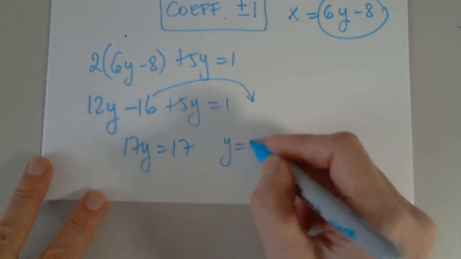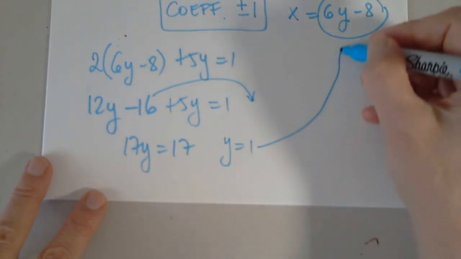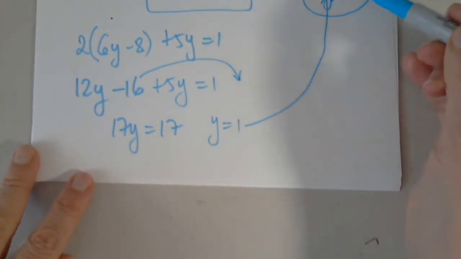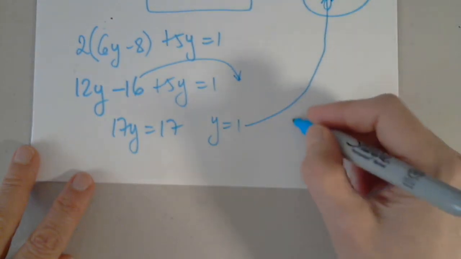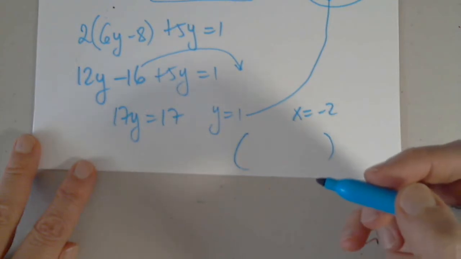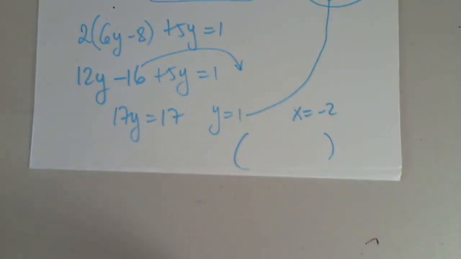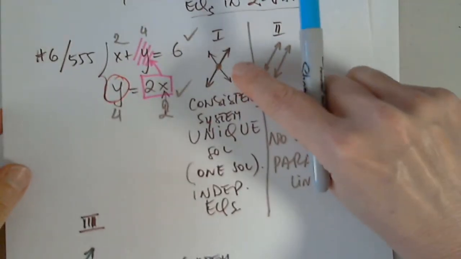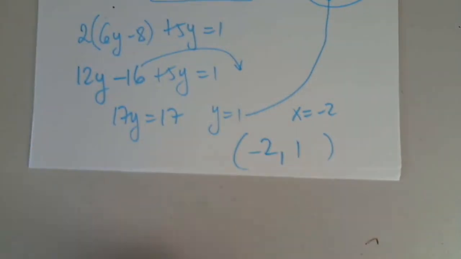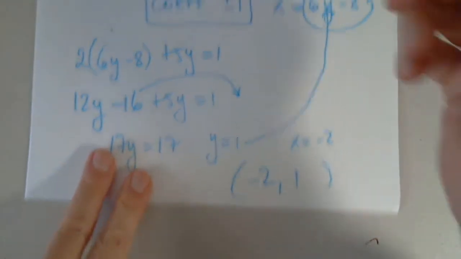Nice. y equals 1. At this point, I immediately go to replace y by 1, and that is 6 minus 8, which is negative 2. So x equals negative 2. The ordered pair solution of the system appears to be negative 2, 1. Do I trust this? No. No, I don't. I go back and check.